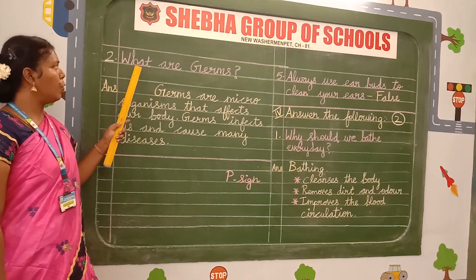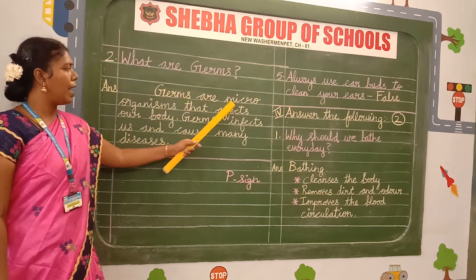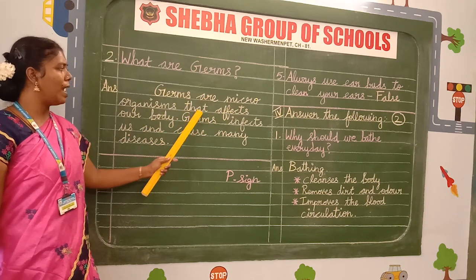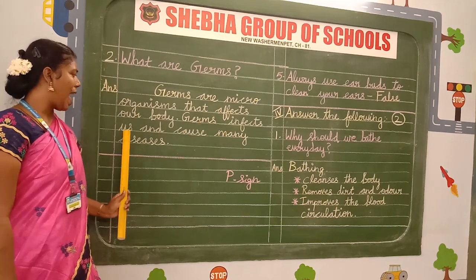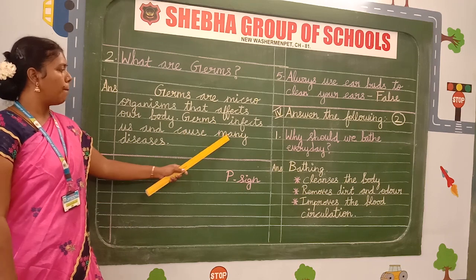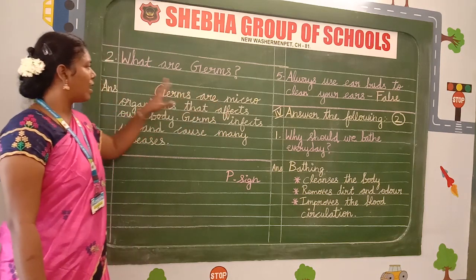Again I read for you. What are germs? Germs are microorganisms that affect our body. Germs infect us and cause many diseases. Leave a finger gap between each word, okay, and write neatly.